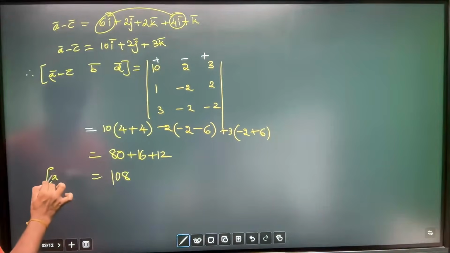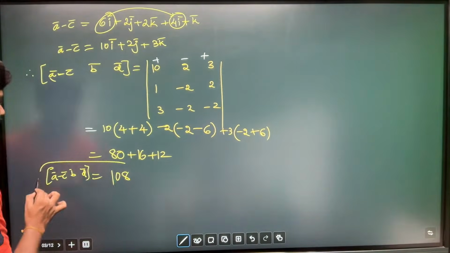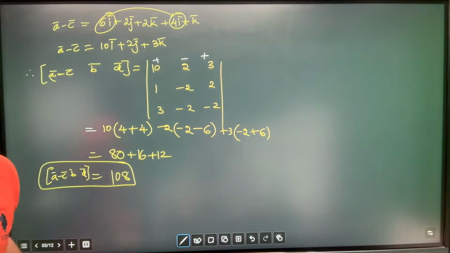Box of a bar minus c bar, b bar, d bar, the value is 108. This is a constant, so you will always get this.